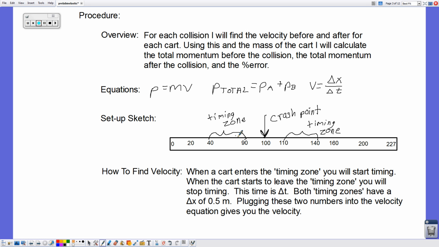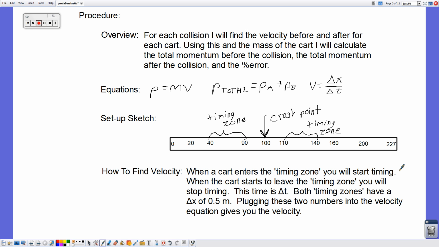That said, if a cart stops in the middle of a timing zone, you have to redo the entire trial. The cart has to go all the way through the timing zone for you to get a velocity. So if it doesn't, you've got to do it again. All right, so now, how to find velocity. I want you to write down these instructions as well. It just says exactly what I just explained to you.